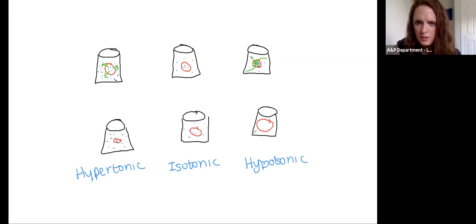Until the particles have the same amount of room on the inside as they do the outside. This can actually happen so rapidly that the cell bursts. Okay, so fluid comes in and keeps coming in until the cell explodes. It happens sometimes. Okay, hypertonic, cell water moves out of the cell. Isotonic, no movement. Hypotonic, water moves into the cell.